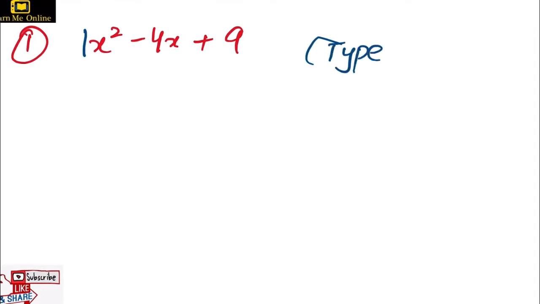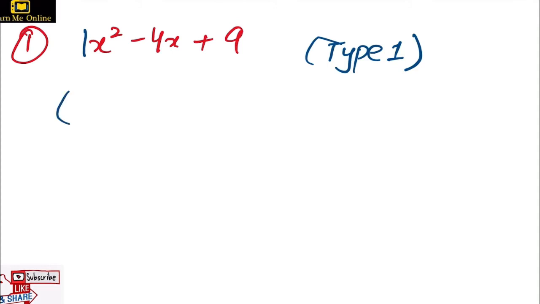We are starting with the first example now, where we have been given x squared minus 4x plus 9. So we have a quadratic expression, x squared minus 4x plus 9. We see that the x squared coefficient is 1. This is our type 1, where the x squared coefficient is 1. Now we're going to see how to factorize this by using the completing the square method.